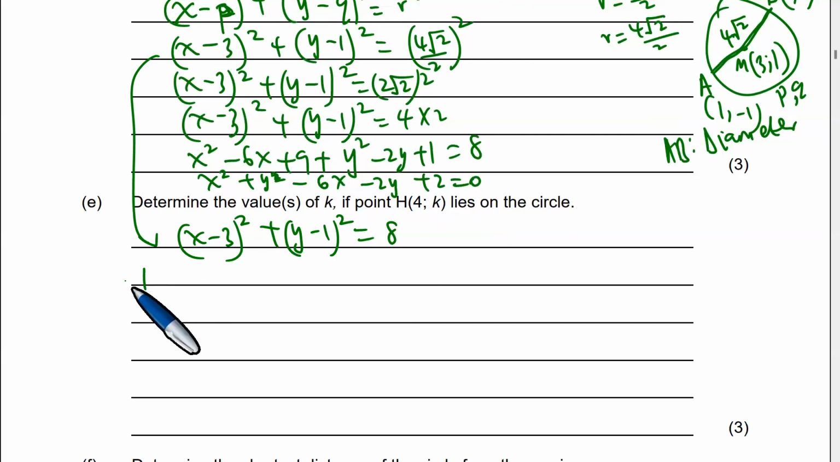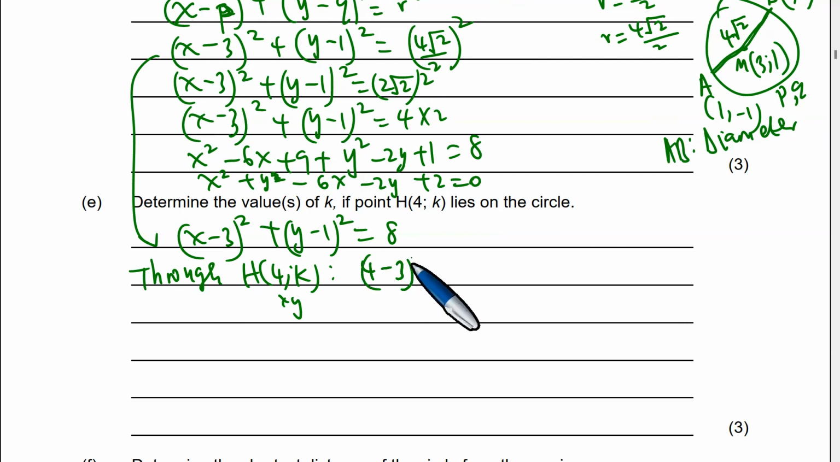Right, if point H lies on the circle, so the circle passes through point H, and H has the coordinates 4 and K, so you have X and Y. So what is X there? It is 4 minus 3, you square that, and then what is Y here? It's K. You square that equals 8.